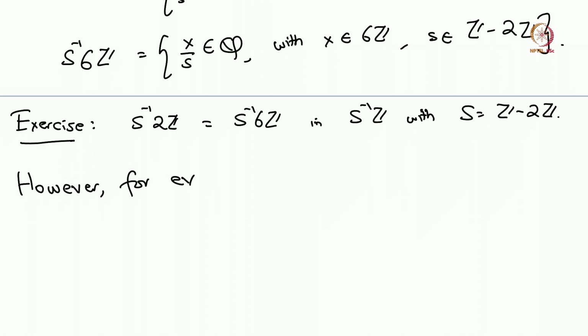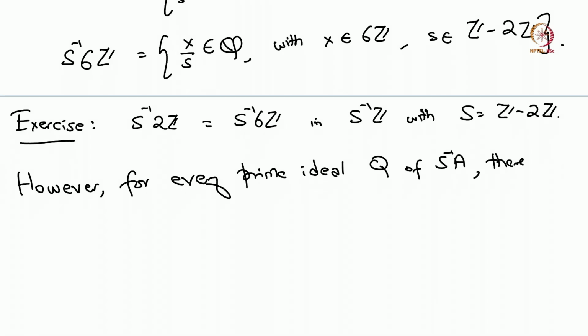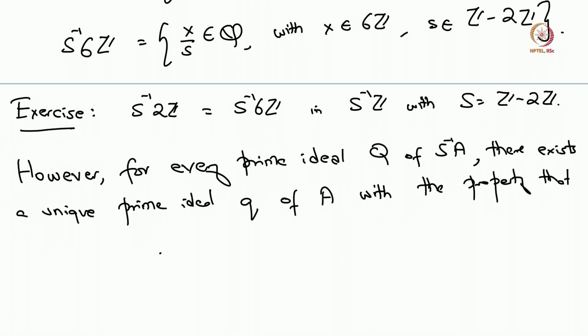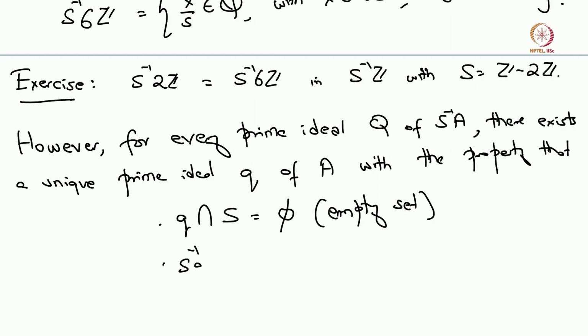So for every prime ideal Q of S inverse A, there exists a unique prime ideal little q in the ring with the property that the intersection of q with S is the empty set, and once you take the localization of little q, you get back the prime ideal big Q of the localization.